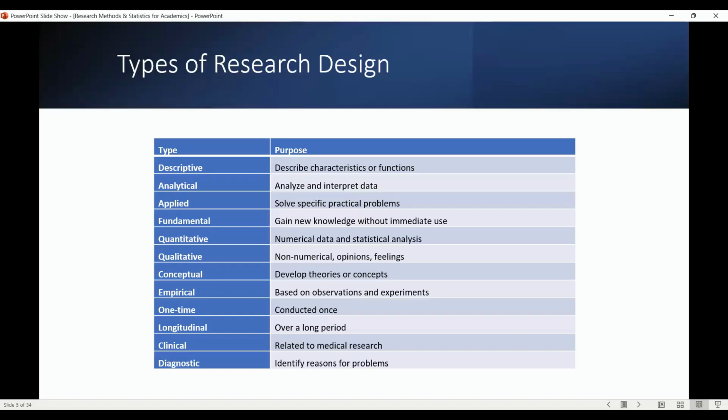So this is what is called applied research: finding a solution to an immediate problem. And fundamental research is where you are gaining new knowledge without any immediate use. It's like how an atom is made, what the structure of an atom is, how the nucleus will be. You are diving deep into the fundamental thing, to gain new knowledge for which a strong foundation was not there. Such studies are called fundamental research.